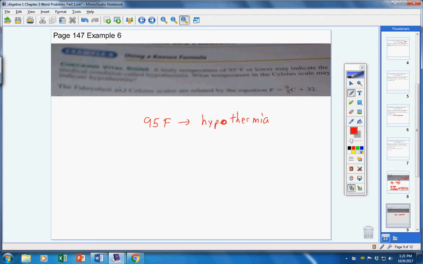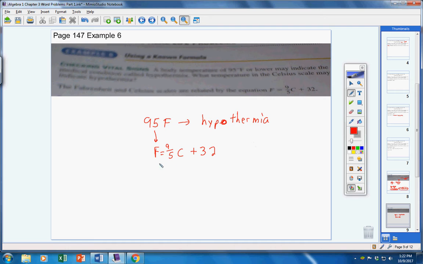So really, students, all that you're doing is simply converting 95 degrees Fahrenheit over to Celsius. So we're going to take a formula like this here. We're going to put in 95 for F, and then convert it to Celsius. It does say right here, the Fahrenheit and Celsius scales are related by this equation here. Okay? So here we go.